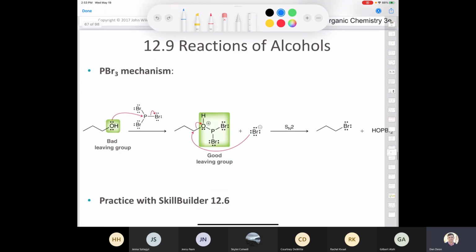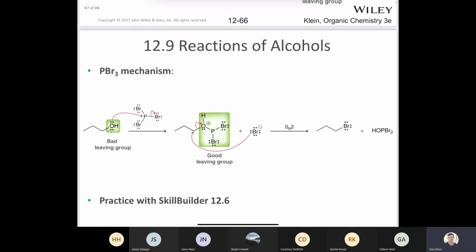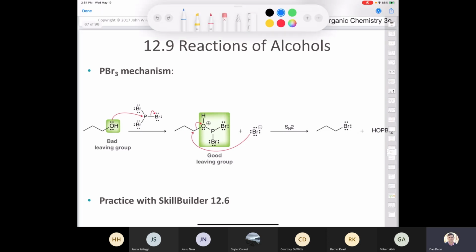Likewise, our textbook also shows the mechanism for the conversion of a primary alcohol to a primary alkyl bromide using phosphorus tribromide. Now, this mechanism is a lot simpler. There's only 3 arrows, right? Much simpler. And you can't see the entire thing. You can't see the byproduct here. Can you? There you go. HOPBr2. So I can write it over here so you can see it a little better. HOPBr2. Anyhow, again, this is another mechanism that I will not ask.